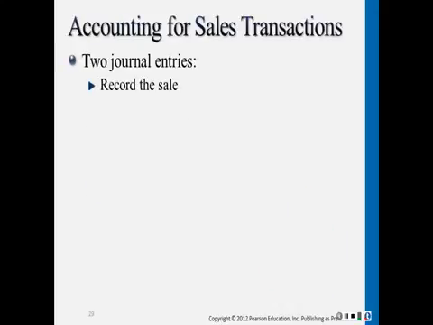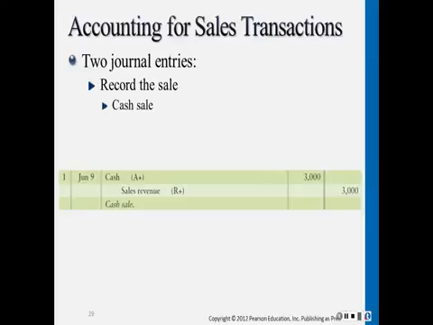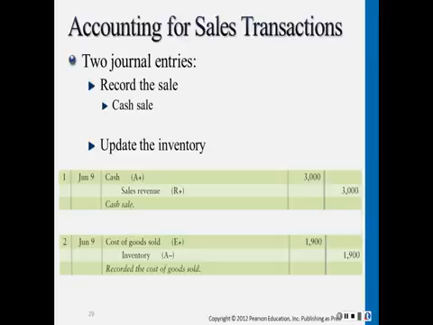To record sales of merchandise, two entries are needed. The first records the sales revenue. If the sale is on account, accounts receivable is debited. If it is cash, cash is debited. In either case, sales revenue is credited. The second entry records the cost of the merchandise being sold, the cost of goods sold. You're going to debit cost of goods sold. Since inventory is leaving the company, the inventory account is credited.